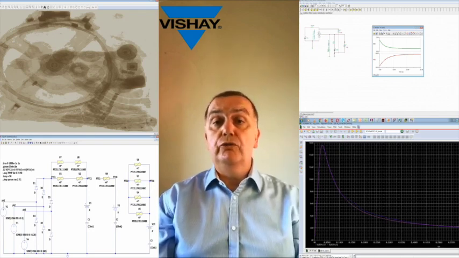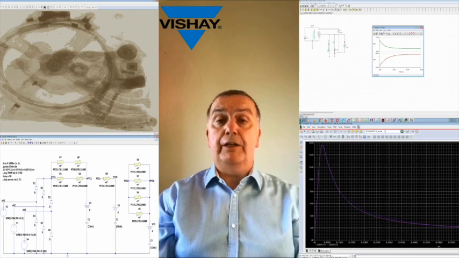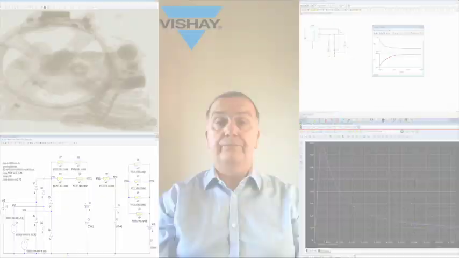Today I would like to show you how to modify a LT-SPICE micromodel simulation for an IC from Analog Devices by adding a SPICE model of a PTS RTD.